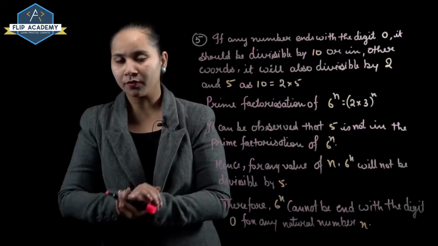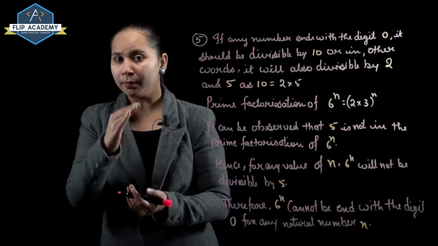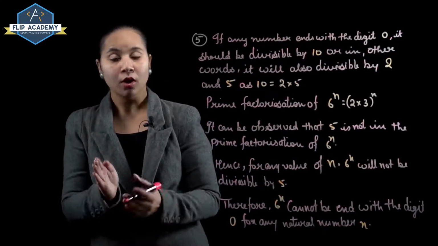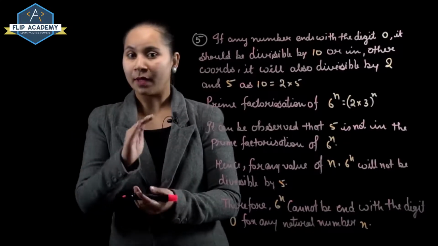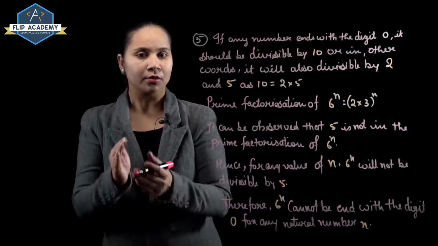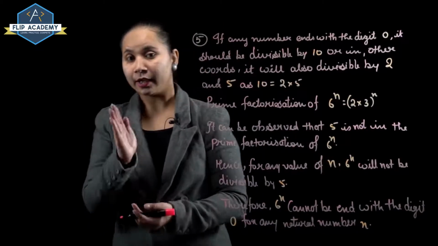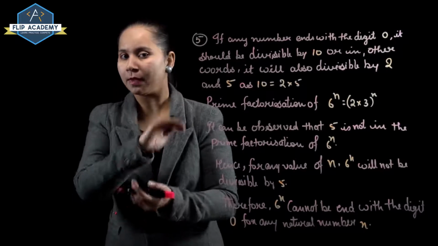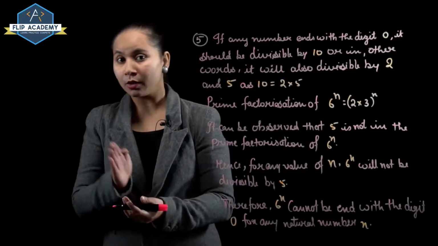So the prime factors of 10 are 2 and 5. It means this number is divisible by 2 or 5. Either it will be divisible by 2 or by 5. So the prime factors of 6 to the power n: we can write 6 as 2 into 3, whole to the power n, where n is a natural number. So the prime factors of 6 are 2 and 3.